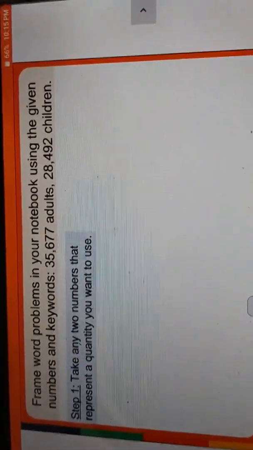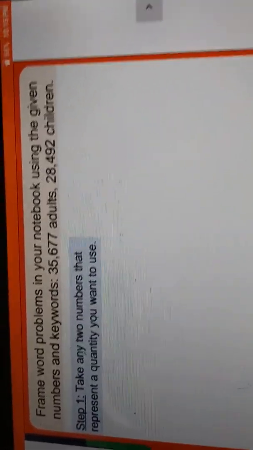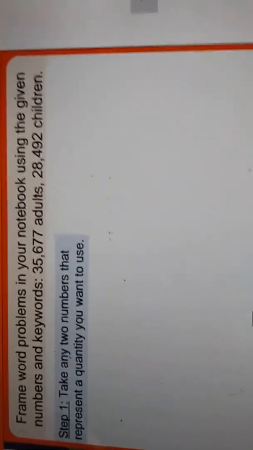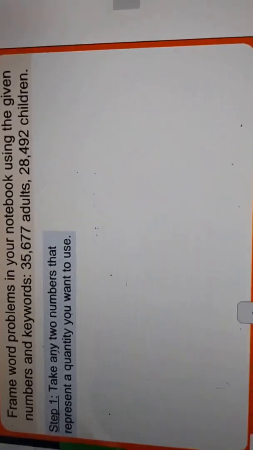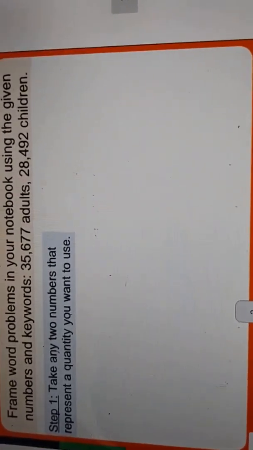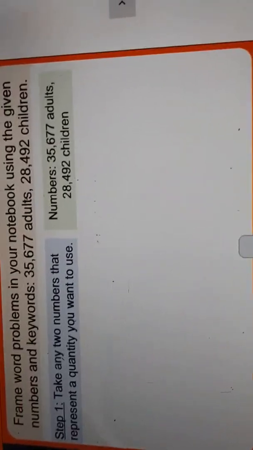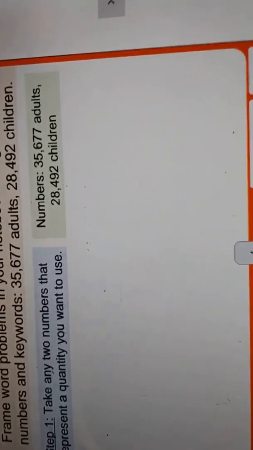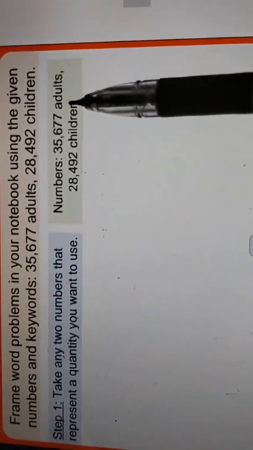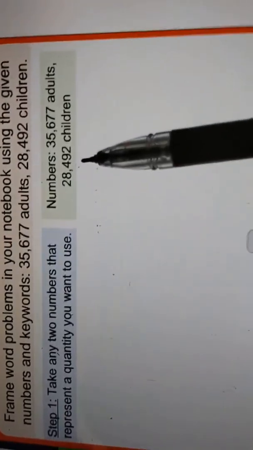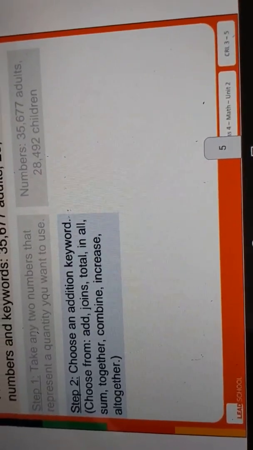First of all we have to follow some steps. Step number 1 is take any two numbers that represent a quantity you want to see. So first of all we have to select any two numbers. Here the numbers are 35,677 adults and 28,492 children. In that, choose any addition keywords from: add, join, total, all, sum, together, combine.